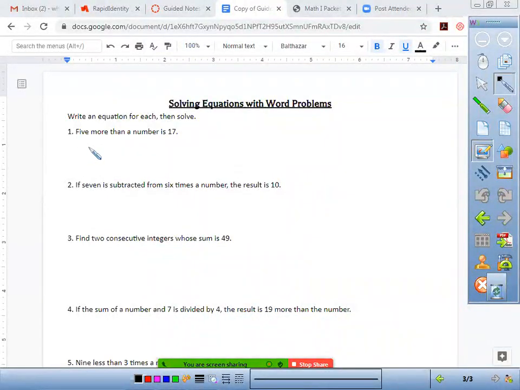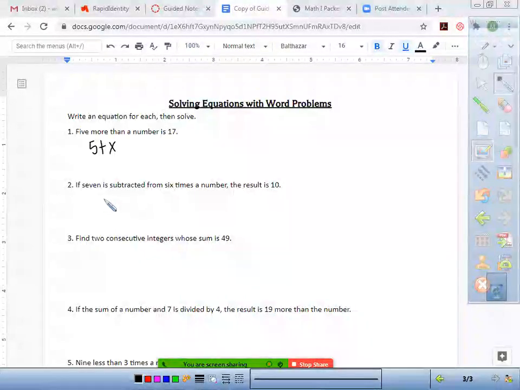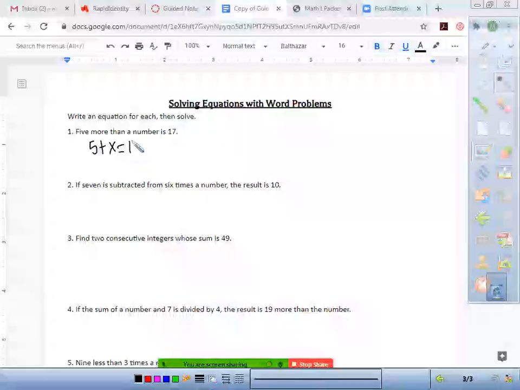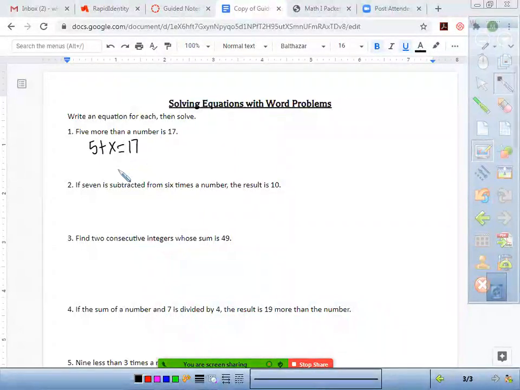X plus 5, or you could write it as 5 plus x. Either way is fine there. So 5 plus x or x plus 5. What did we say is stands for? Equals. And then we got 17. So I got 5 plus x equals 17. Now that I've got my equation written, I can solve it.